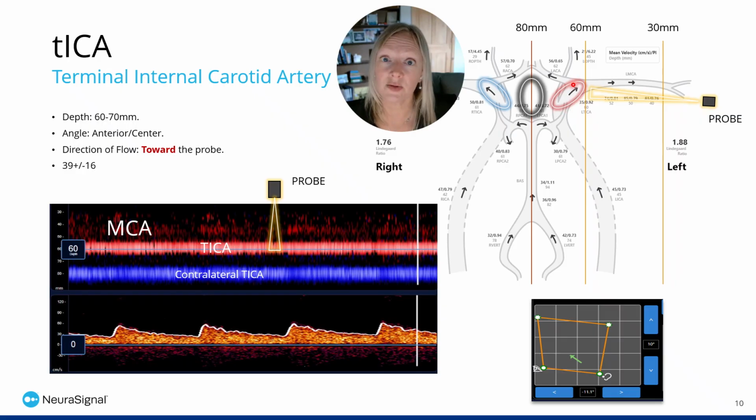It should be deeper than that middle cerebral artery. You'll have to look between the depths of 60 and 70 millimeters, and that flow should be coming up towards the probe.